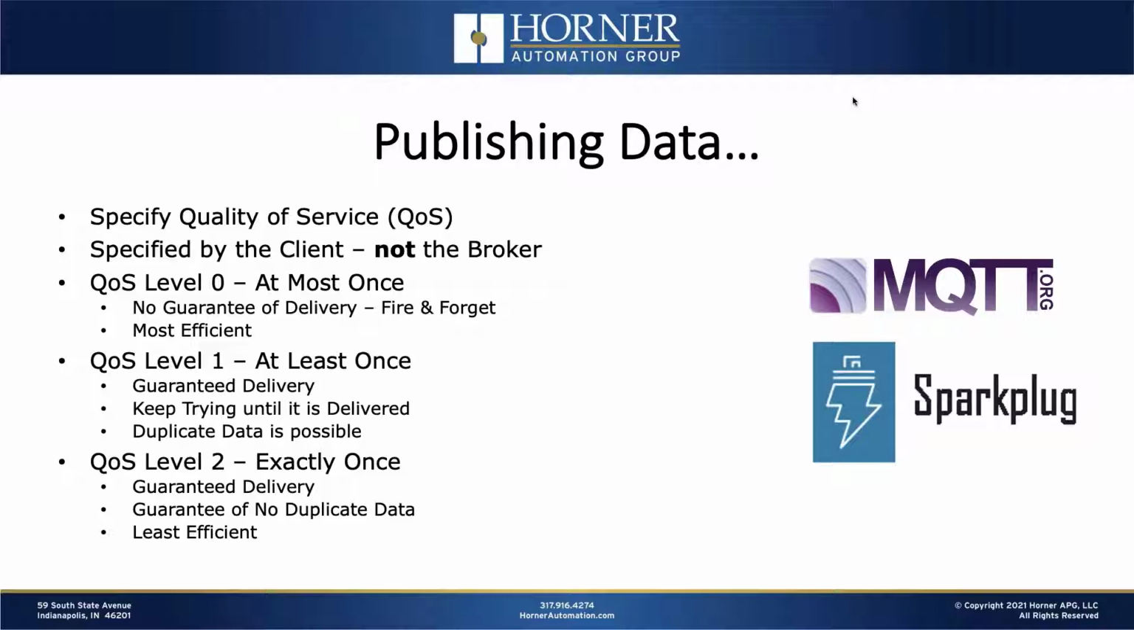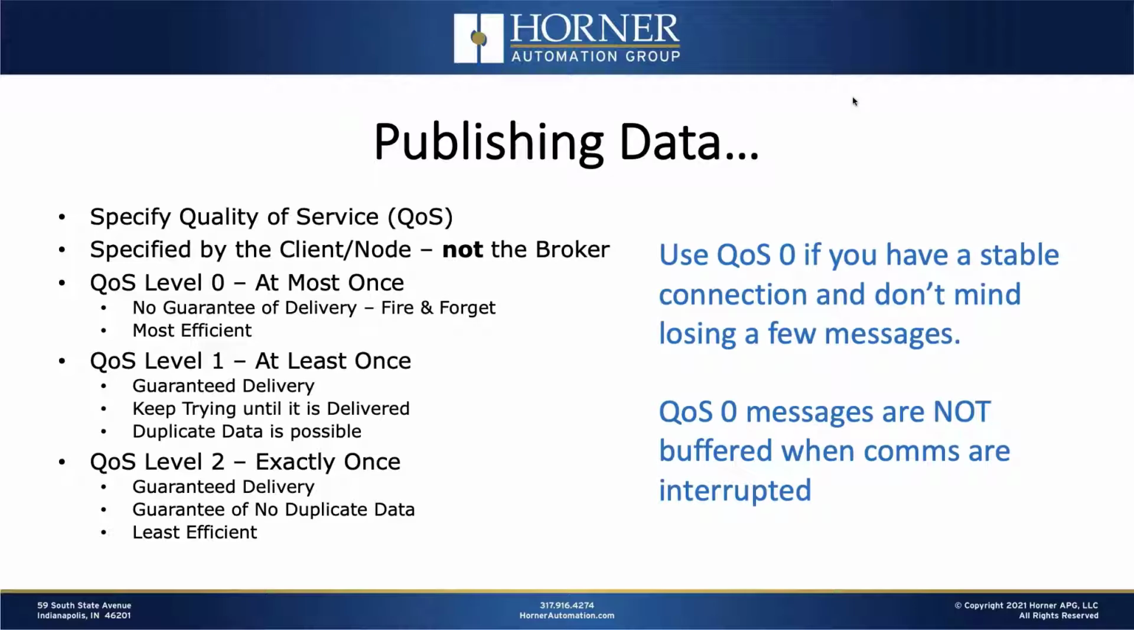But if the data being produced by the client is sequencing type information, then possibly getting a duplicate of the data is a bad thing. And in that scenario, QoS level 2 might be more appropriate. That has the guaranteed delivery without a risk of duplicate data, but it's also the least efficient because it has the most amount of handshaking required. So quality of service is an important concept as well.